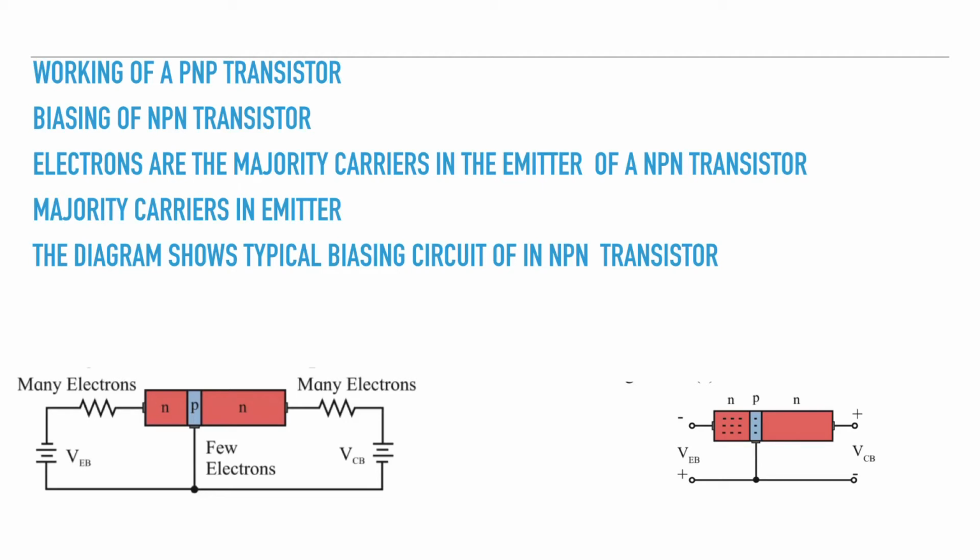The current flowing through the emitter base junction is large because it is forward biased. The base collector junction current is also large though the junction is reverse biased. It is interesting to know how this is possible. The diagram shows a typical biasing circuit.